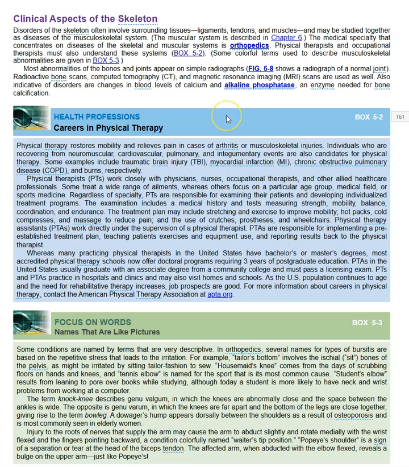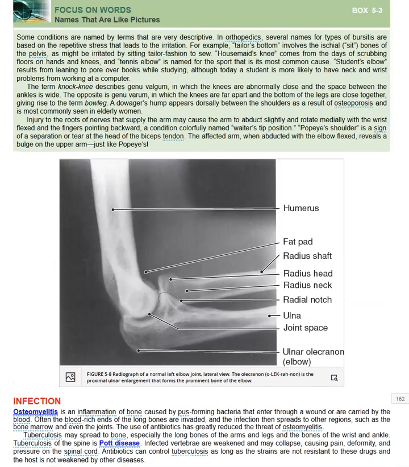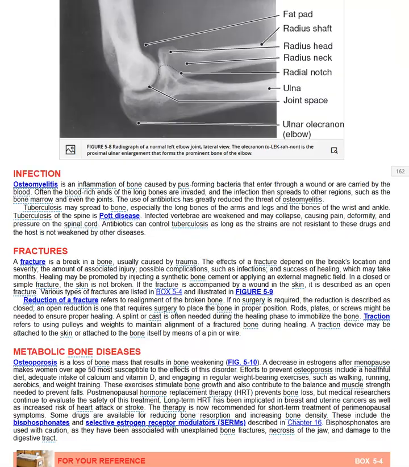Oh, there's so many health professions. You could be an athletic trainer. You could be a physical therapist. You could be a radiographer that specializes in just the skeleton. Let's see what this has to say. This is talking about physical therapy school, sure. Great career there. Focus on words that are like pictures. Yep, that does help.